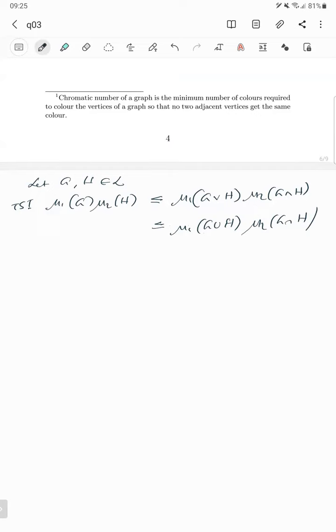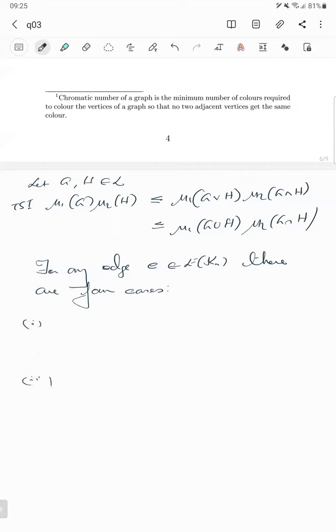Yes, sir. For an edge, we will have 4 cases. For any edge E, an element of the edge set of Kn, there are 4 cases to consider. First, the edge belongs to both G and H. Let me write it as E in EG intersection EH. Then what happens?